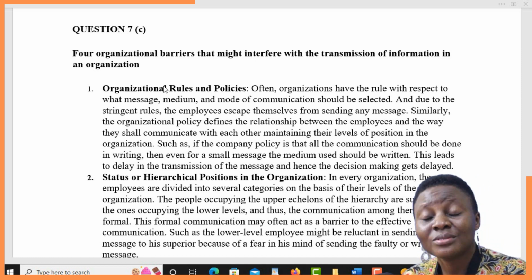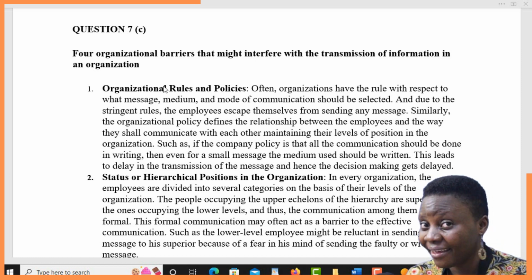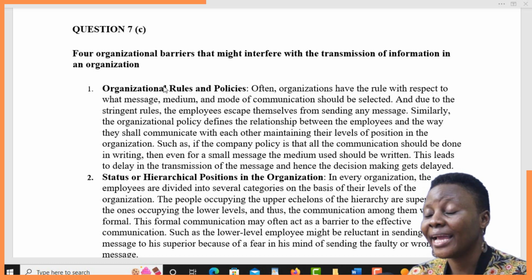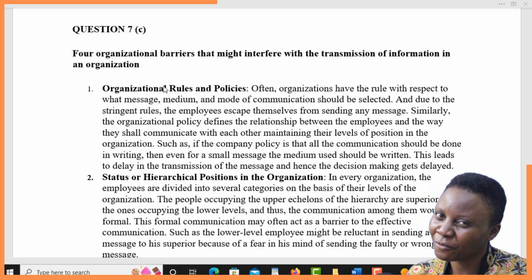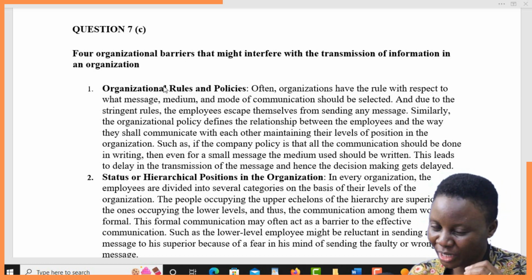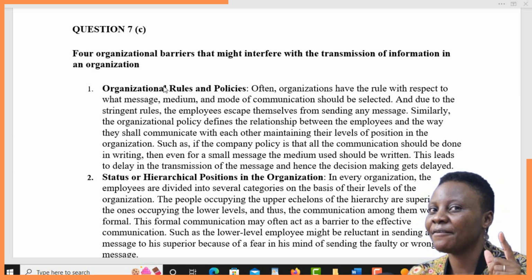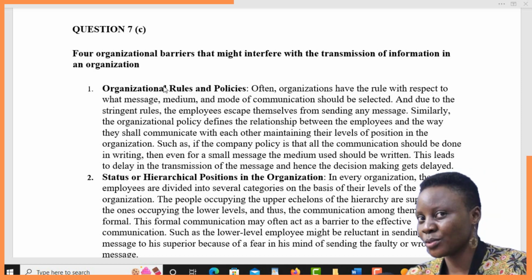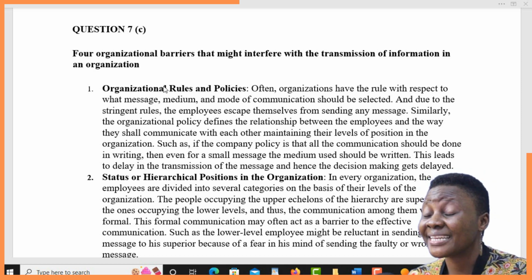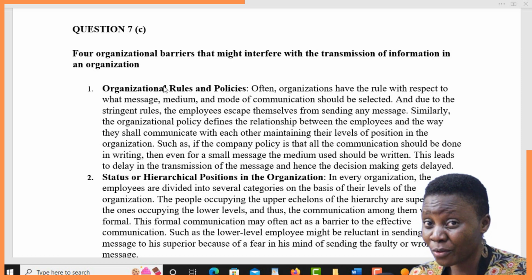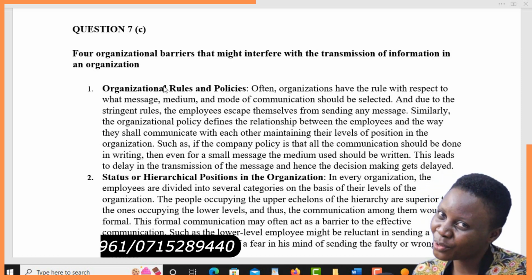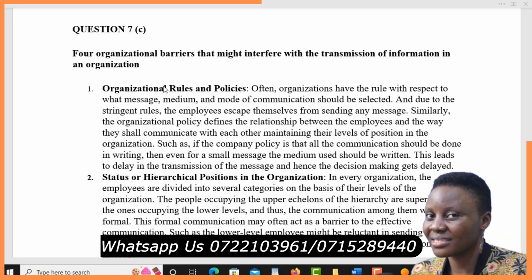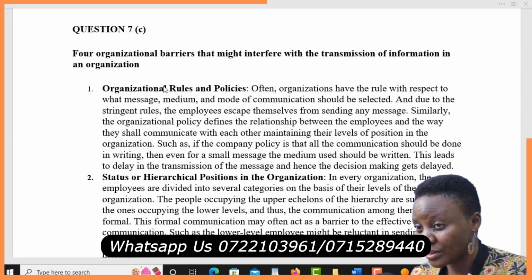1, organizational rules and regulations. The rules that are there. The organization will say, we only allow upward communication, or we only allow downward communication. Such rules will always hinder communication. Because if it's only downward communication from the boss to the juniors, sometimes the juniors might have important information or suggestions to share, and because the rules do not allow them, they stay with their suggestions. So number one, organizational rules and policies.